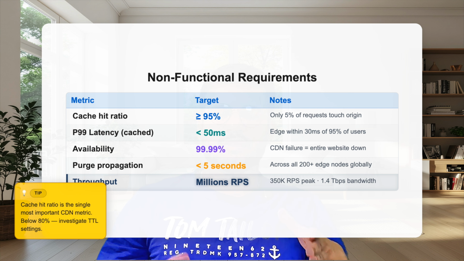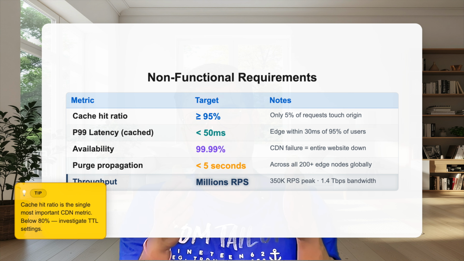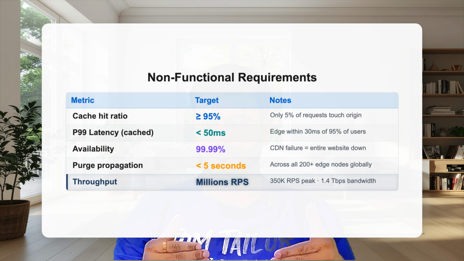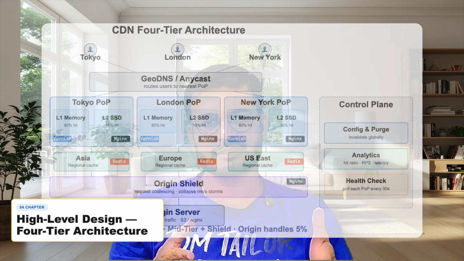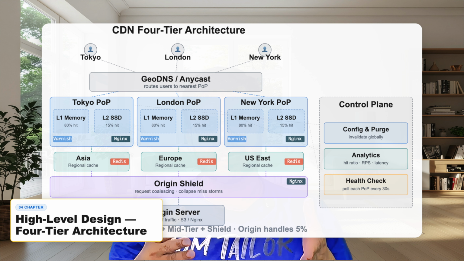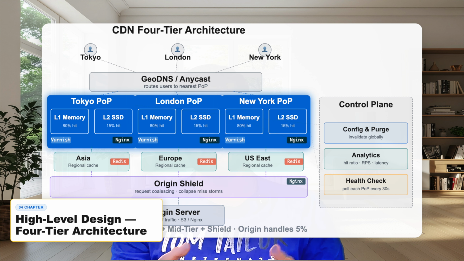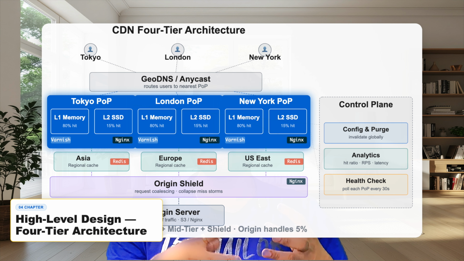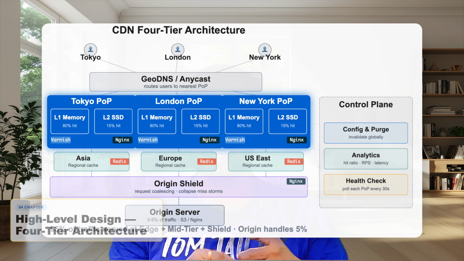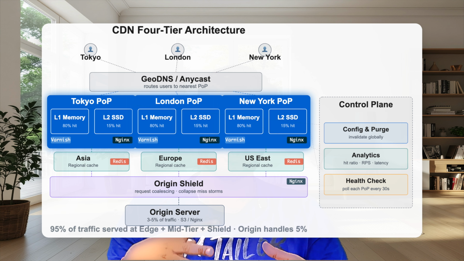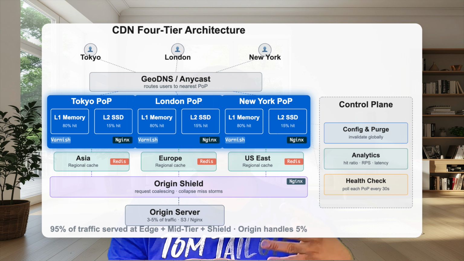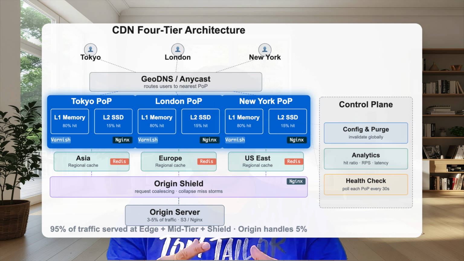Alright, now comes the main part, that is the high level design. We'll discuss each of the components. There are 4 tiers, each adding a layer of caching between the users and the origin. The first one is the edge layer. It is closest to the user, 200 plus points of presence globally in major metros: New York, London, Tokyo, Singapore, Sao Paulo. Each POP has multiple servers behind a local load balancer.